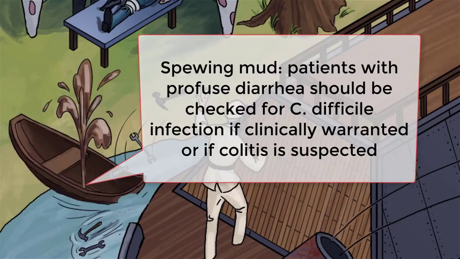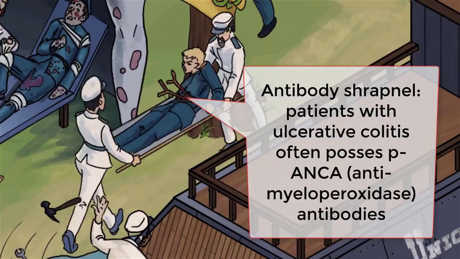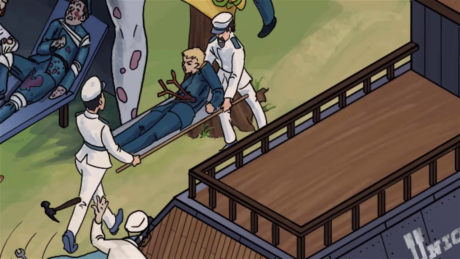Stools should always be checked for C. diff as well, as it's a common complication of UC and must be ruled out in cases of colitis. That's some oddly shaped shrapnel there, soldier. But let these antibody belly skewers remind you that patients with UC may also have a number of autoantibodies, the most common being P-ANCA. While it's not diagnostic, it does raise the suspicion for an autoimmune inflammatory process such as UC instead of other causes of GI bleeding, like diverticulosis.